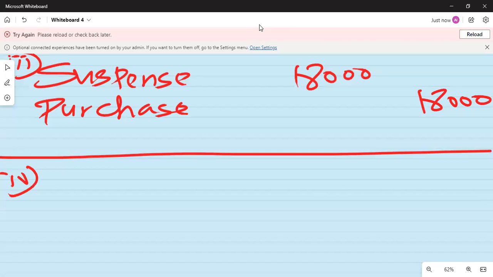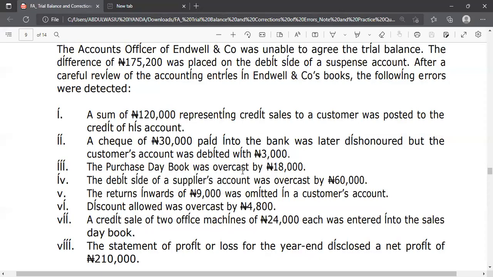Let me look at this question again. The purchase, okay, we have done this. Number 4, they say the debit side of the supplier's account was overcast by 60,000 naira. So meaning that the credit side now is more. So what we need to do to the supplier's account is that the supplier's account has to be adjusted.